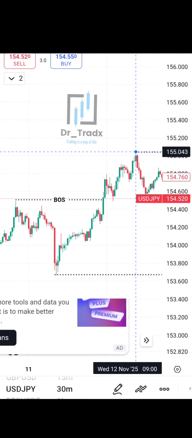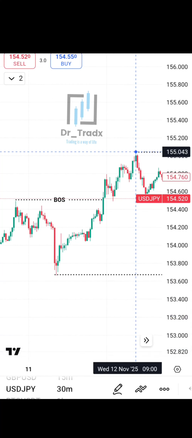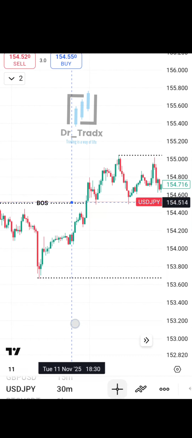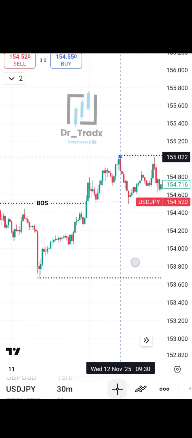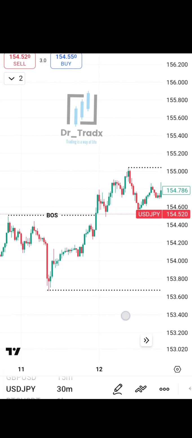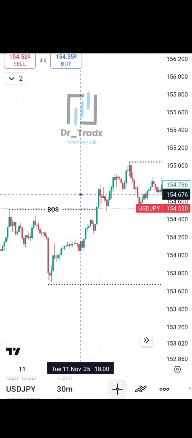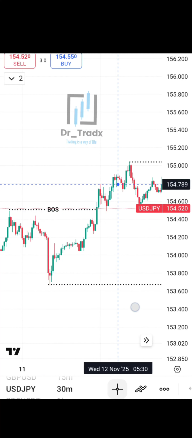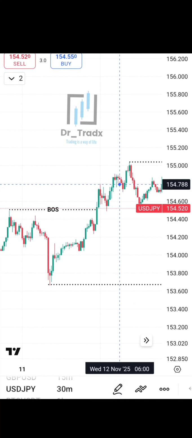Now in the market, we have external structure and we have internal structure. Whatever I have marked right here, that is external structure. Whatever is happening in between, up to this zone, is called internal structure. So we have the main break of structure, and then we have internal break of structures. All right, so how do you identify them?